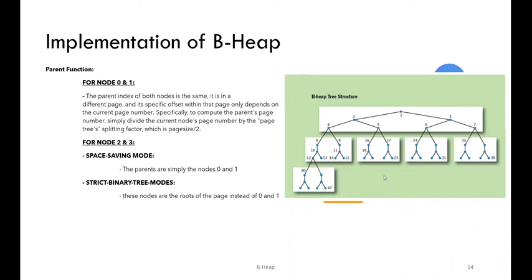For nodes 2 and 3, the parent is different depending on the mode. In the space saving mode, the parents are simply 0 and 1 respectively, so one needs to subtract 2. On the other hand, in the strict binary tree mode, these nodes are roots of the page instead of 0 and 1, and so their common parent is computed in the same way as described above.